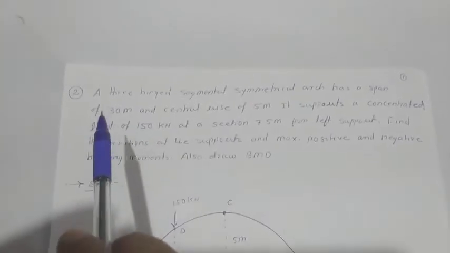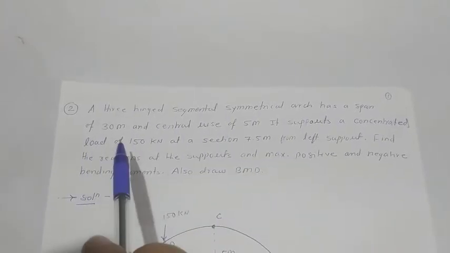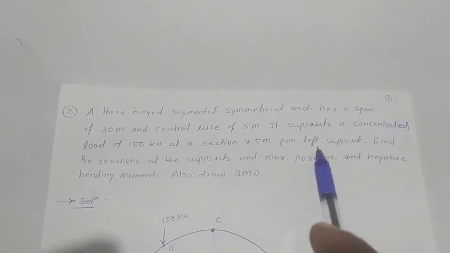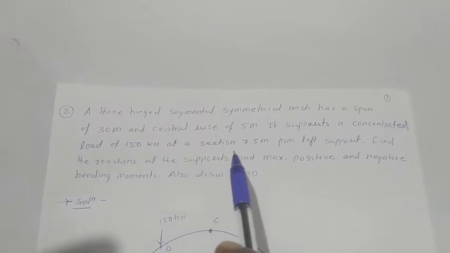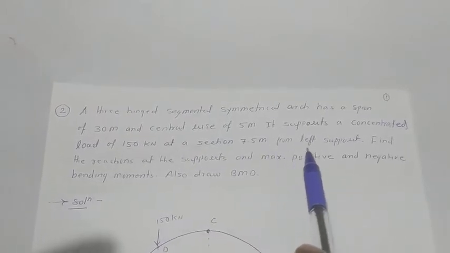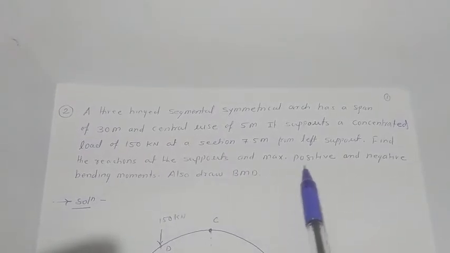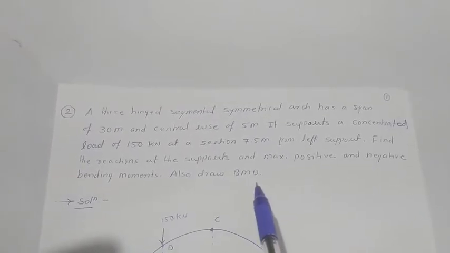Hello everyone. This is the second problem of 3-hinge arch. So first, what is the problem? A 3-hinge segmental symmetrical arch has a span of 30 meter and a central rise of 5 meter. It supports a concentrated load of 150 kN at a section 7.5 meter from left support. Find the reaction at the supports and maximum positive and maximum negative bending moment. Also draw the bending moment diagram.